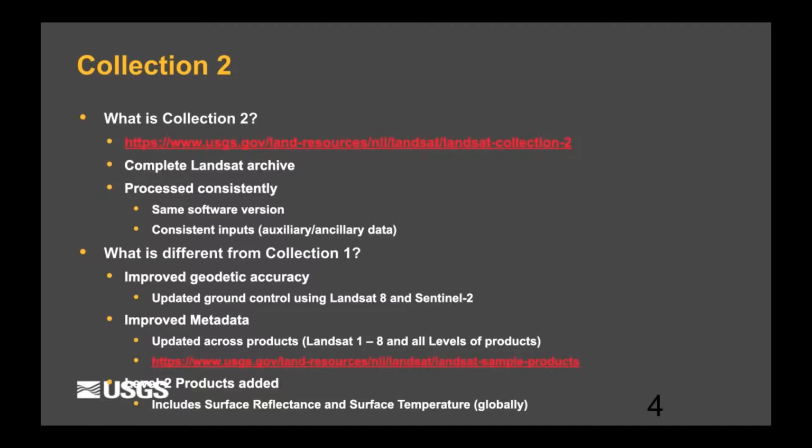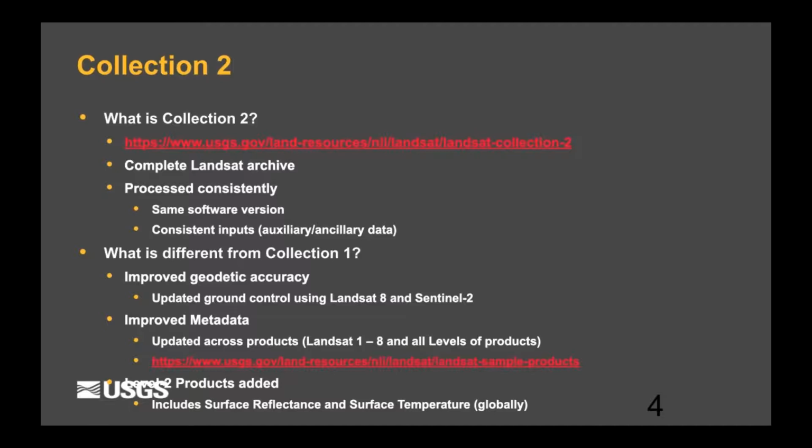What's different from collection 1? We're going to improve our geodetic accuracy with new ground control points. Those are going to be consistent with Sentinel-2. We've got improved metadata. For example, in our current products, we're starting to produce pixel level metadata. That's going to be even more improved with collection 2. We're also adding level 2 products, meaning we're adding surface reflectance and surface temperature, and they'll be processed consistently. That's a big deal to a lot of users.